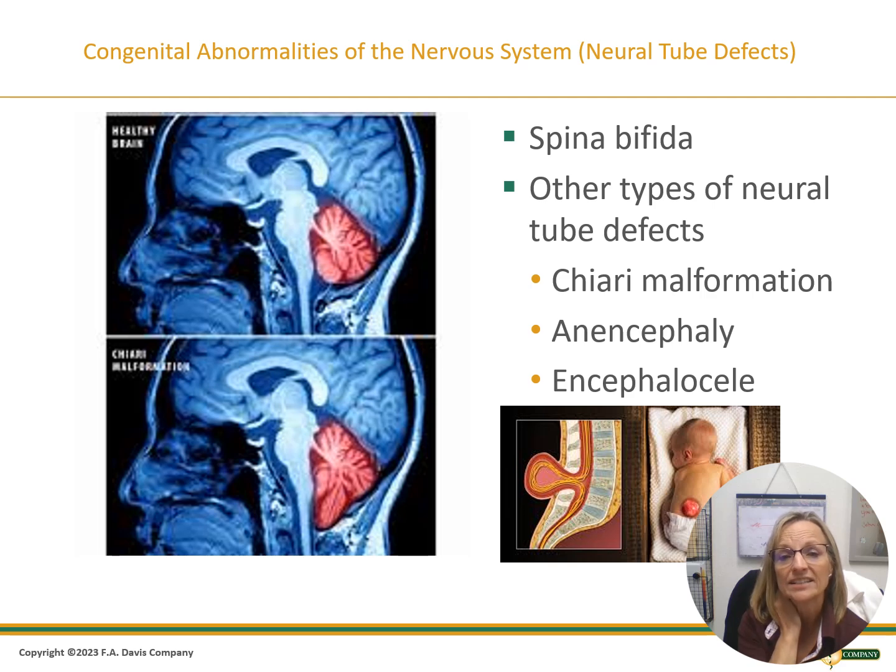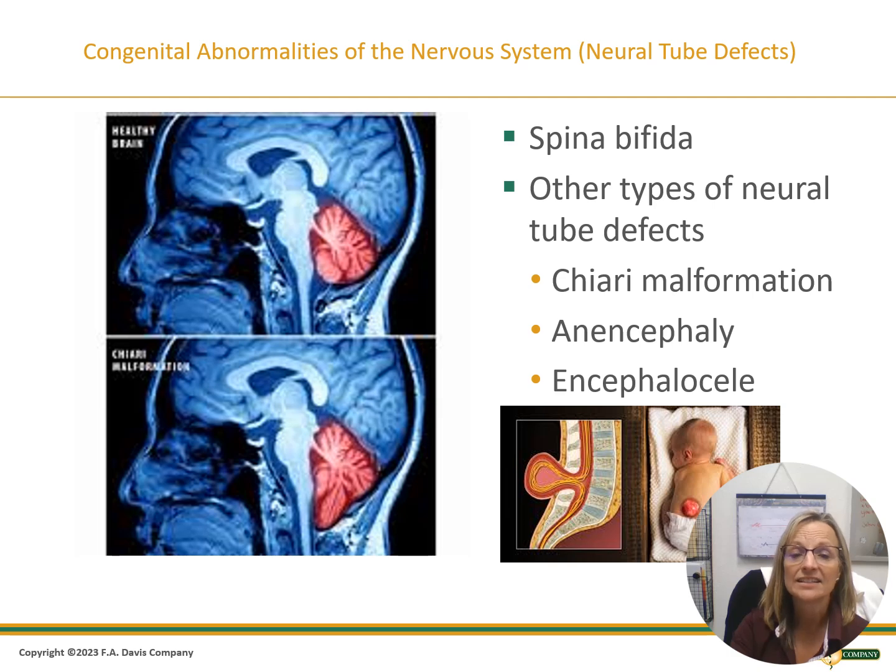Anencephaly is where the brain does not develop. The child can be missing both portions of the brain and skull. Again, to prevent this is the best case scenario, and that's where mom is taking that folic acid of 400 micrograms.